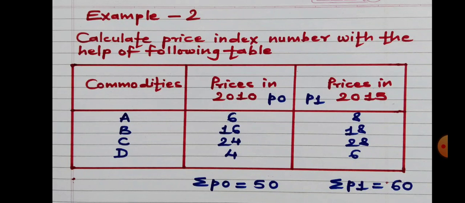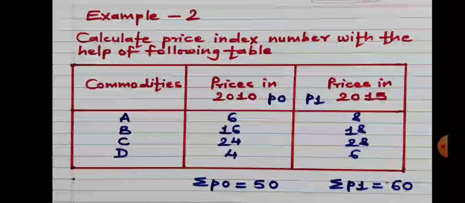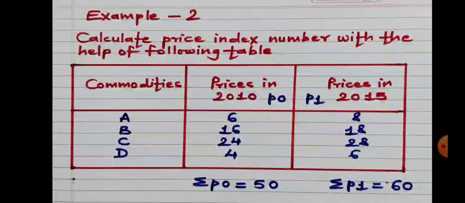In the third column prices in the current year, that is in the year 2015, are given, which is denoted by P1. Prices in the base year, 2010, are 6, 16, 24, 4, and prices in the current year, 2015, are 8, 18, 28 and 6. What is our first step? We have to find out sigma P0.